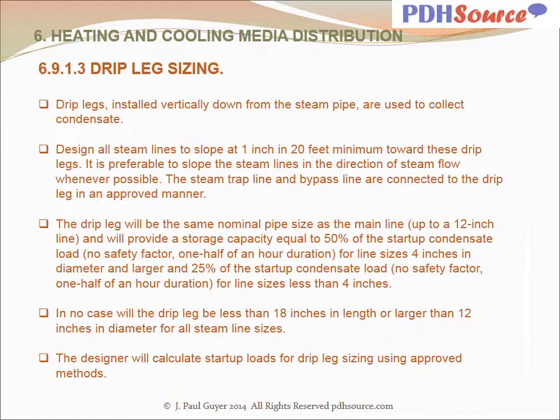The drip leg will be the same nominal pipe size as the main line up to a 12-inch line and will provide a storage capacity equal to 50% of the startup condensate load with no safety factor and 1/2 of an hour duration for line sizes 4 inches in diameter and larger, and 25% of the startup condensate load with no safety factor, 1/2 of an hour duration for line sizes less than 4 inches. In no case will the drip leg be less than 18 inches in length or larger than 12 inches in diameter for all steam line sizes. The designer will calculate startup loads for drip leg sizing using approved methods.